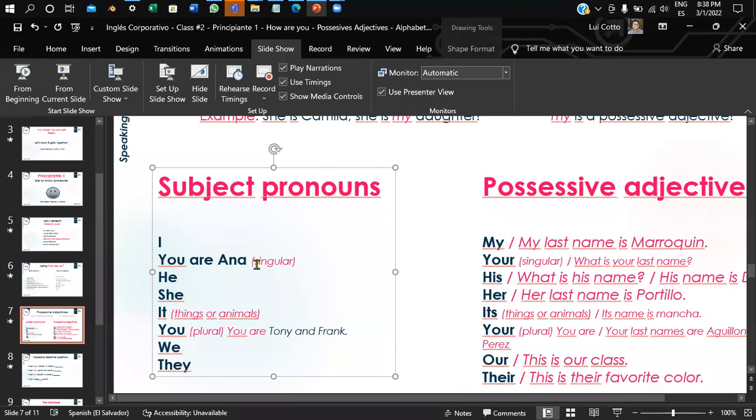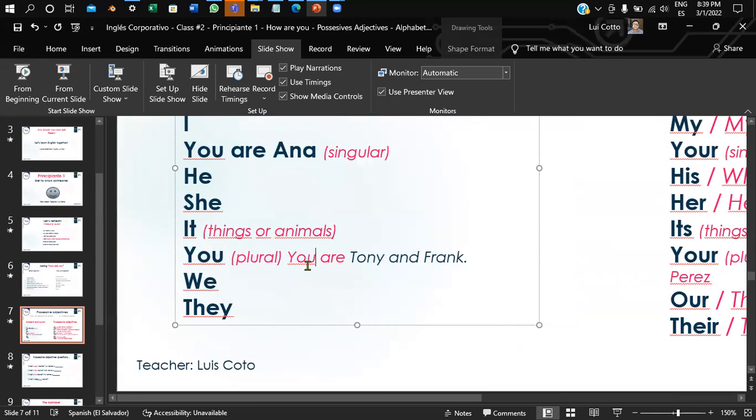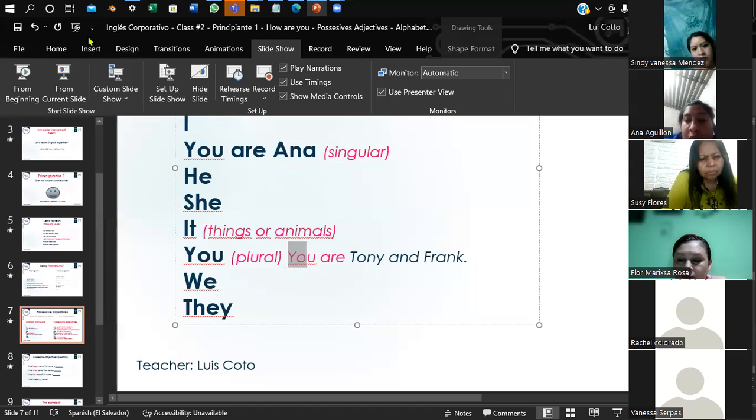Do you see any other name? ¿Hay otro nombre ahí? Is there any other name? In this example? Anna. No, it's no. Only one person. In this case, in plural, you plural. Let's see, you are... Can you check? Read the example, please. Lea el ejemplo.